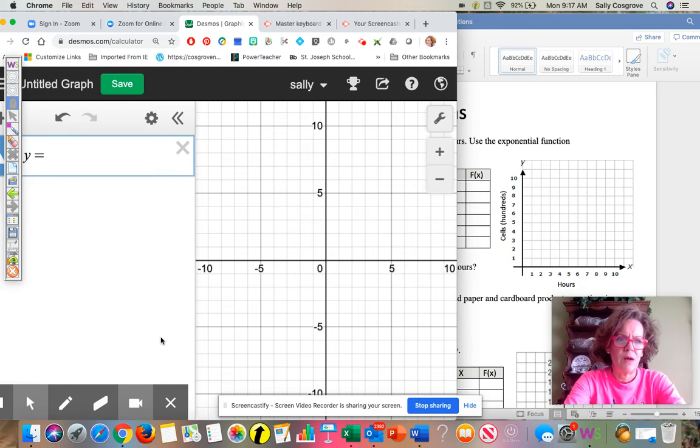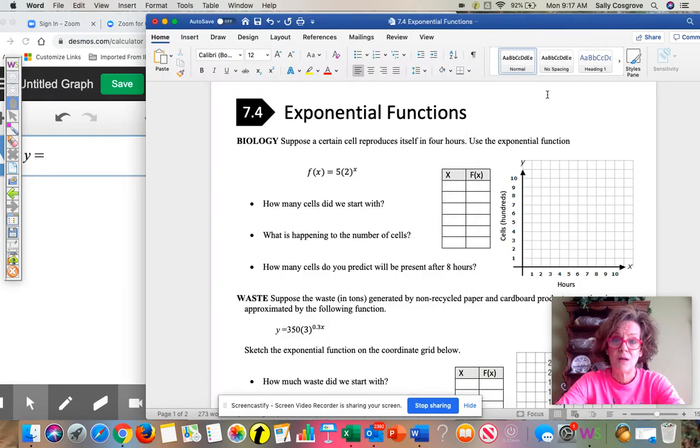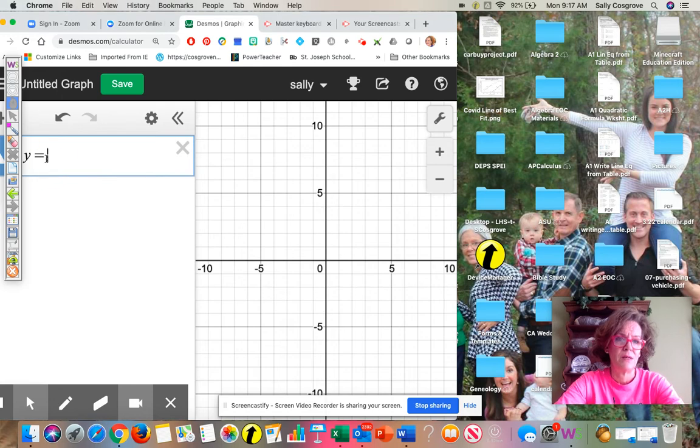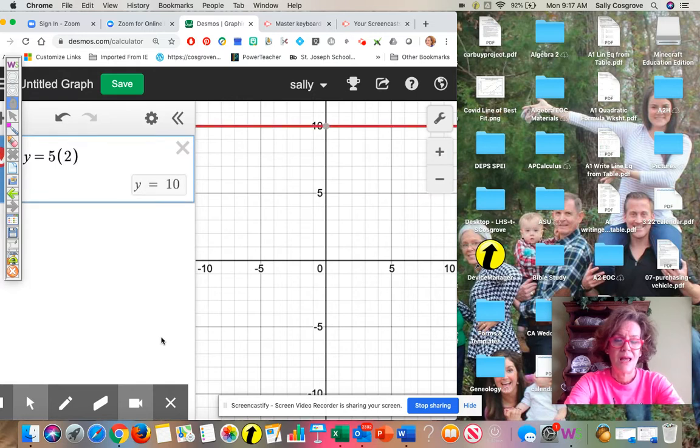So I'm going to come right up here and do y equals, and I'm going to try to put in my equation, which is 5 times 2 to the x power. So let me just minimize that. That'll be easier. So I'm just going to type in 5 and then parentheses 2. And now to get the x power, I'm going to use the power key.